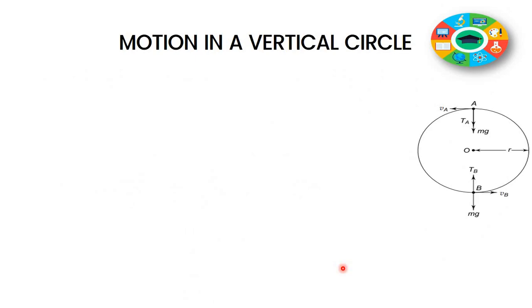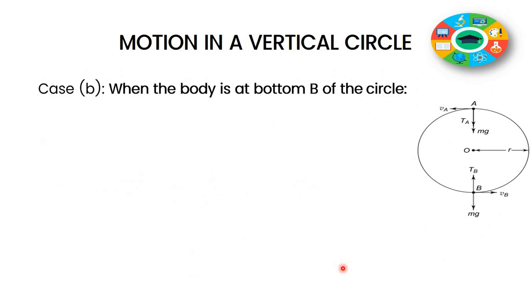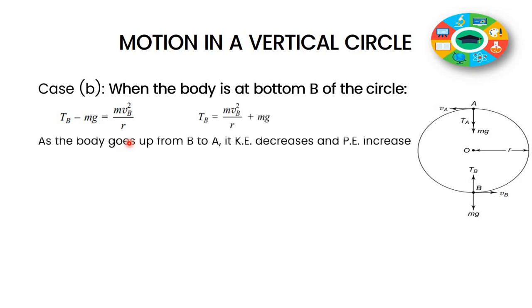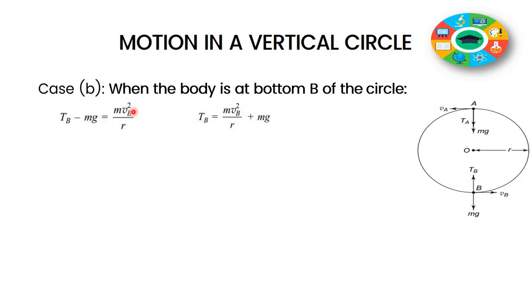Now we'll go for another point, that is when the body is at the bottom of the circle, at this point. What are the forces acting? Here there are two forces acting: one force is TB, another force is mg. These two are in opposite directions, so TB minus mg, and another force due to the velocity of the body, that is equal to mvB square by r. Now we'll find that TB is equal to mvB square by r plus mg.